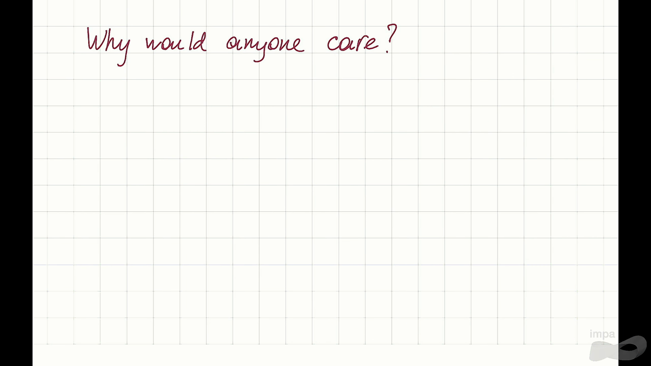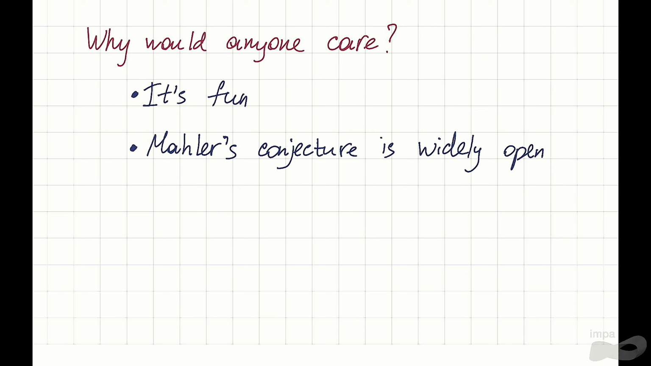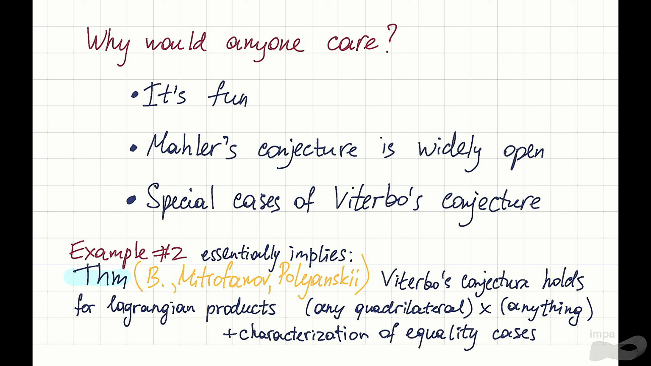Why would anyone care? Because it's fun, because it implies Mahler's conjecture, because it allows you to prove special cases of the Villeroy-Boas conjecture. So for example, this example number 2 immediately implies that the Villeroy-Boas conjecture holds for all Lagrangian products of any quadrilateral times any convex shape. And we can also write down the characterization of the equality cases.